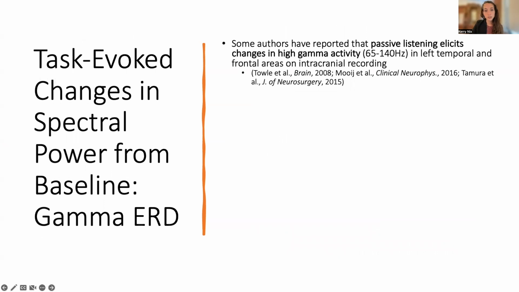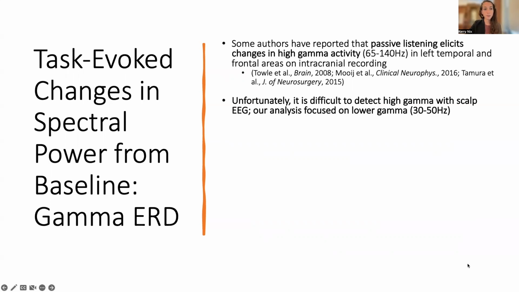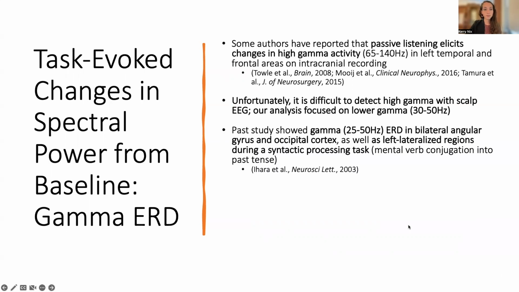Now, we also found significant reduction in gamma power across language and occipital regions during verb generation, but not control tasks. And some authors have reported passive listening elicits changes in high gamma activity in left temporal and frontal areas on intracranial recordings. Unfortunately, it's particularly challenging to detect high gamma with scalp EEG due to low amplitude and contamination with high frequency muscle artifact. Now, we might miss high gamma activity with our current methodology, and that's why we focus on lower gamma.